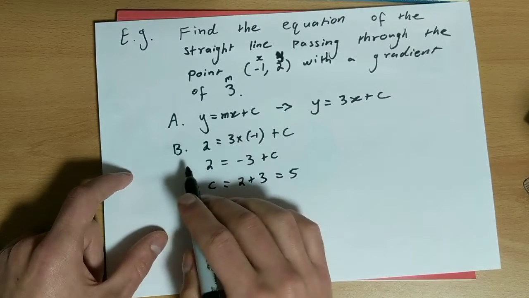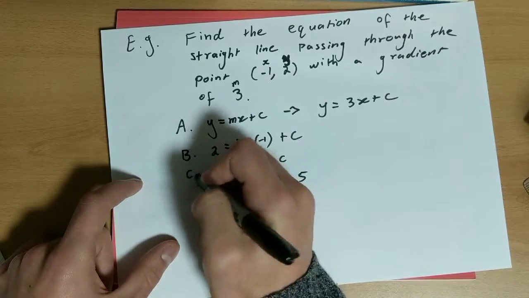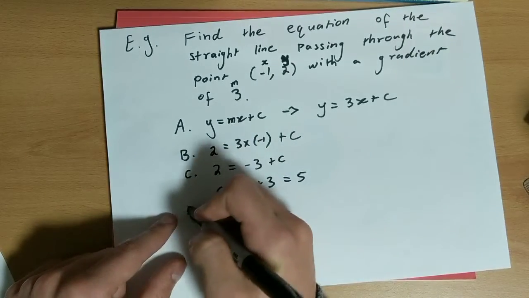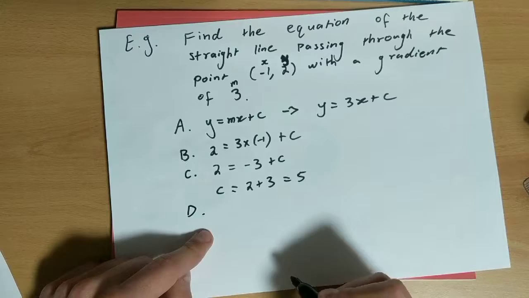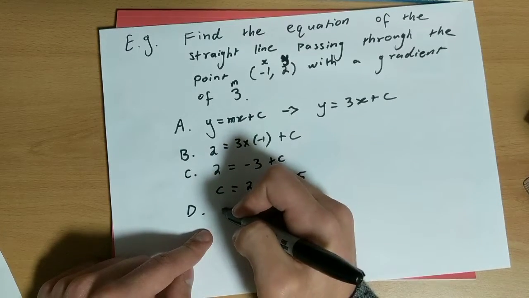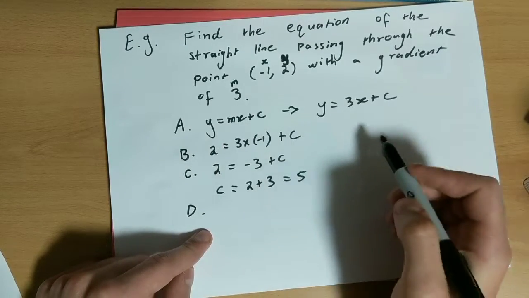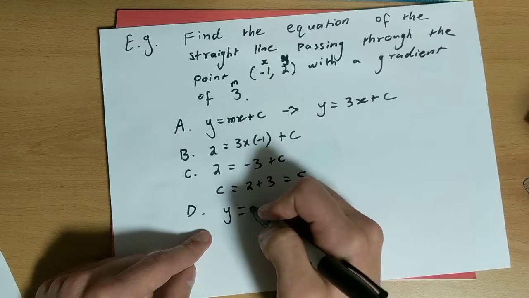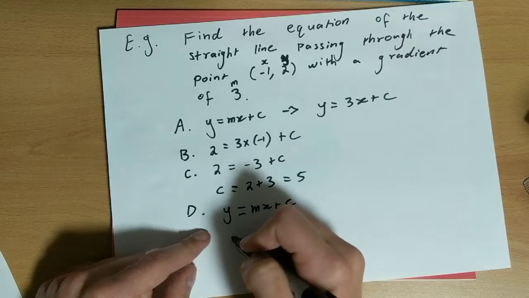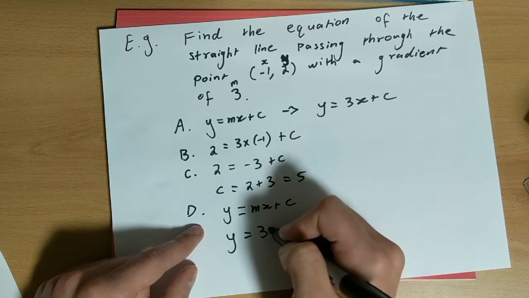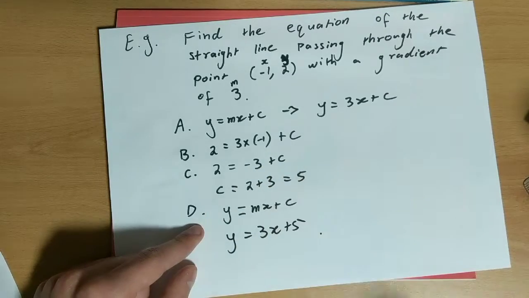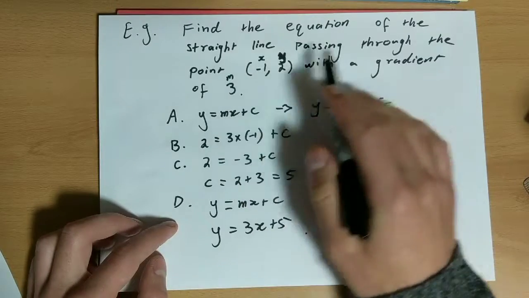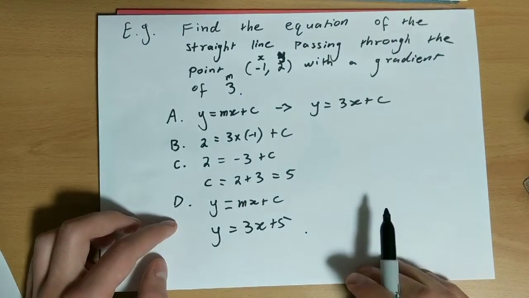Okay, so I substituted x and y. This was step C, solving for c. And now we can do step D, which is to rewrite my equation fully. So now I know that if m is 3 and c is 5, then my y equals mx plus c becomes y equals 3x plus 5. And I've answered the question because I have found the equation of the line with those properties.